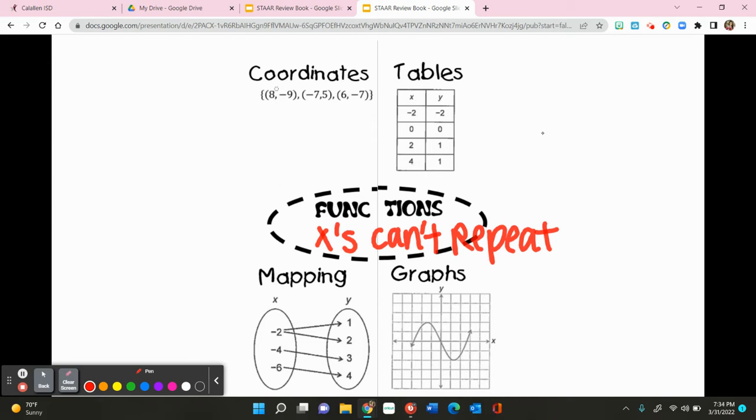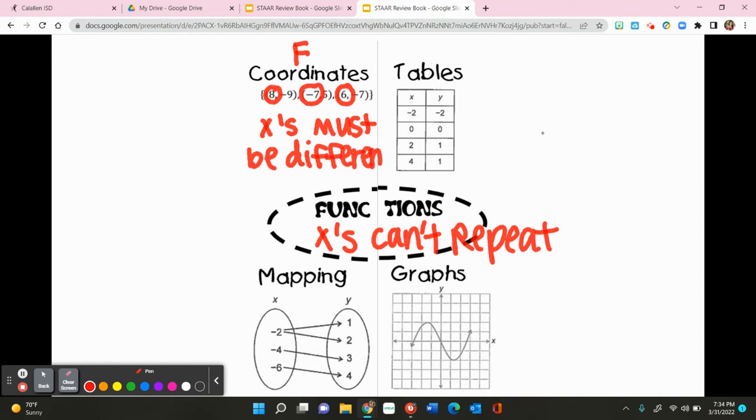With coordinates, we are only concerned with looking at the x values. So that would be 8, -7, and 6. Here we see that none of our x's repeat, so this would be an example of a function. Again, your x's must be different.